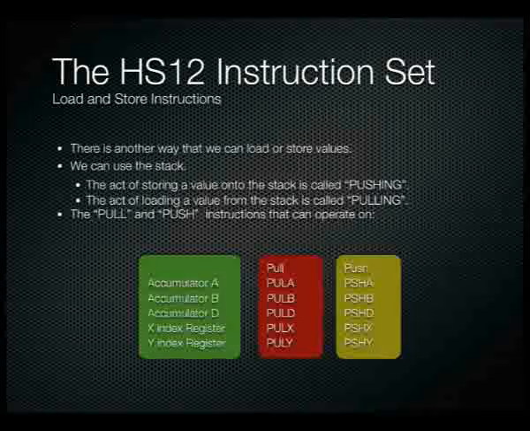So, like I've said before, the mnemonics are pretty self-explanatory as to what they actually do. If we want to pull a value off the stack, it's PUL, which stands for pull, and then the letter that follows it refers to the particular register that we want to pull. So pull A would simply pull the value that the stack pointer is referring to off the stack and stick it into accumulator A. We've got pull B, pull D, pull X, and pull Y.